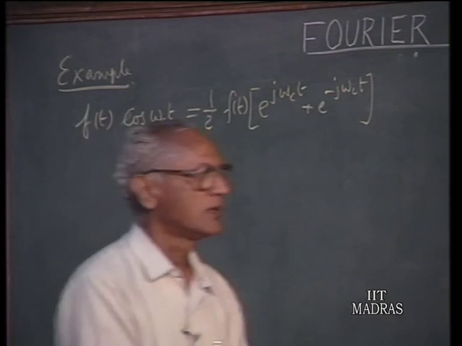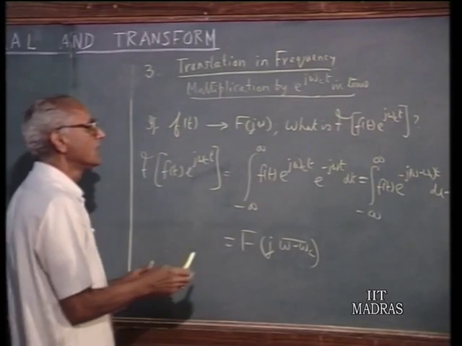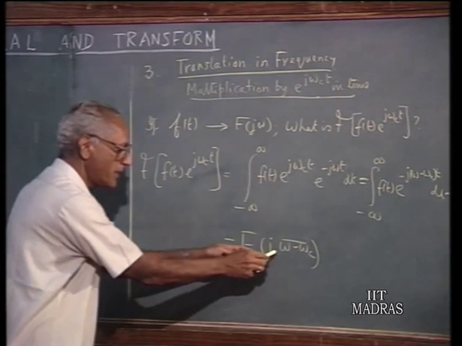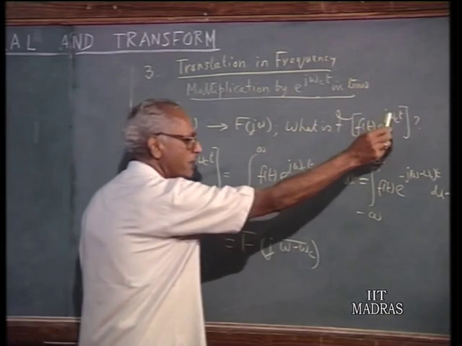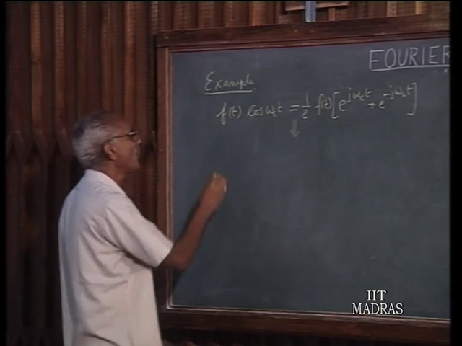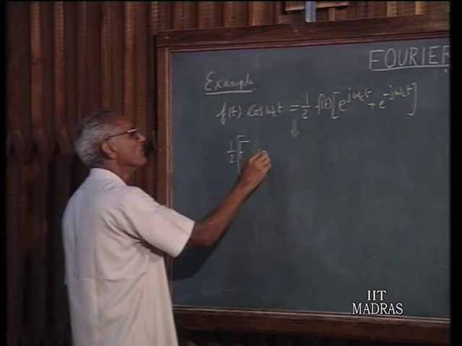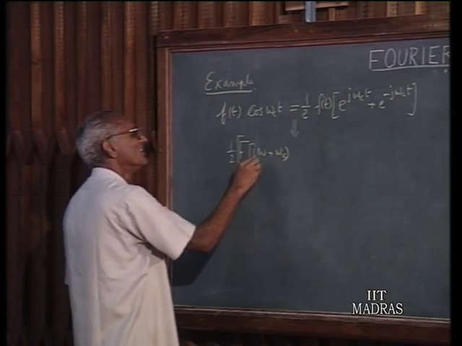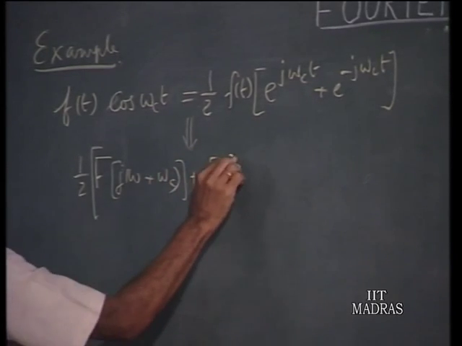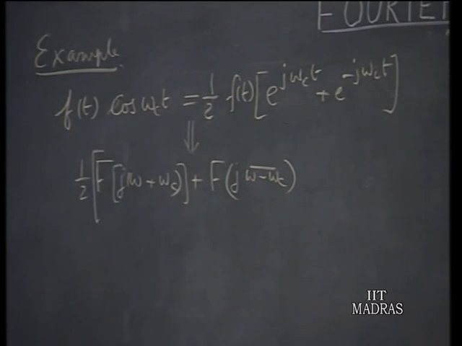We observed in this property that if we have f of t e to the power of minus j omega c t, then the Fourier transform is f of j omega minus omega c. If we had plus j omega c t, this would have been omega plus omega c. So, we used those two properties, and then find the Fourier transform of this. So, the Fourier transform of this would be 1/2 of f of j omega plus omega c and f of j omega minus omega c. That is what we have got.